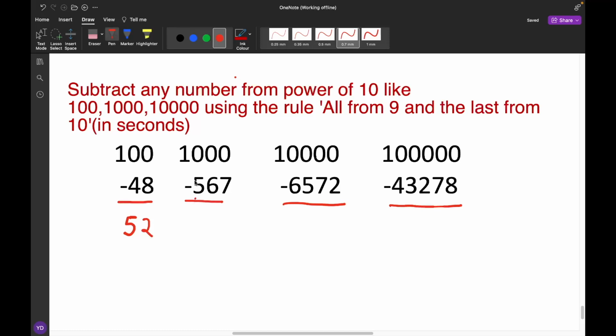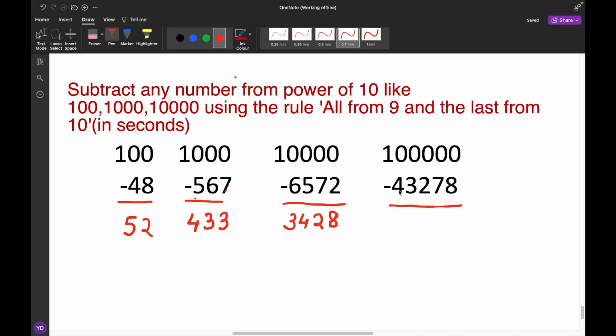Second question. Here 9 minus 5 is 4, 9 minus 6 is 3, and 10 minus 7 is 3. So the answer is 433. Next question, the answer is 9 minus 6 is 3, 9 minus 5 is 4, 9 minus 7 is 2, and 10 minus 2 is 8. So the answer is 3428.